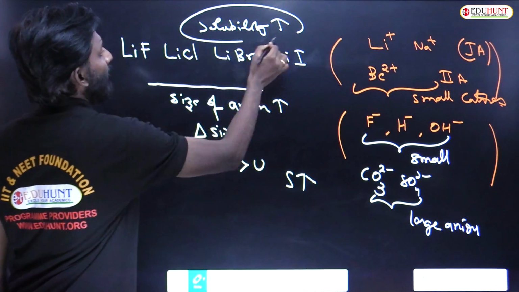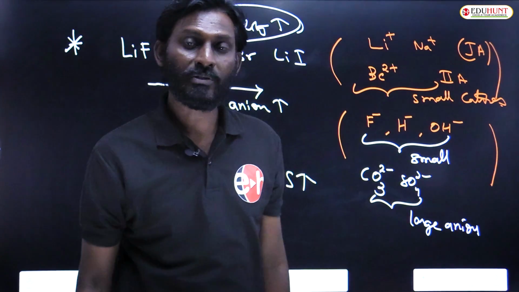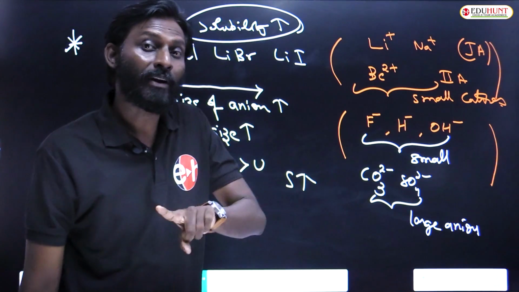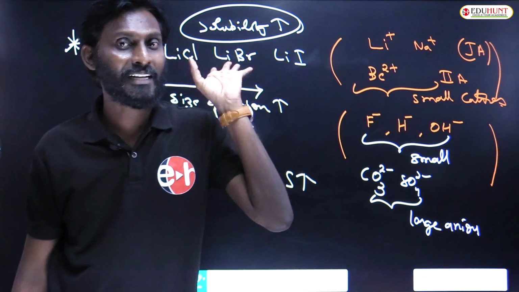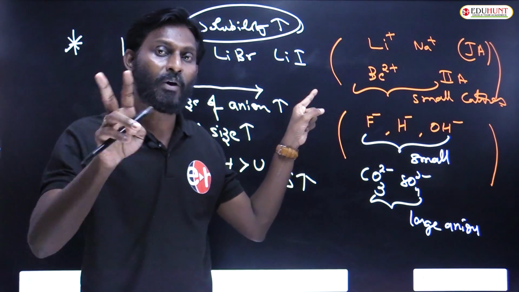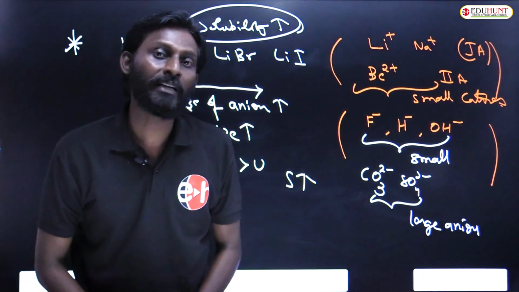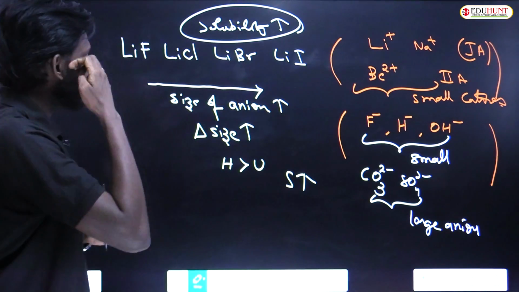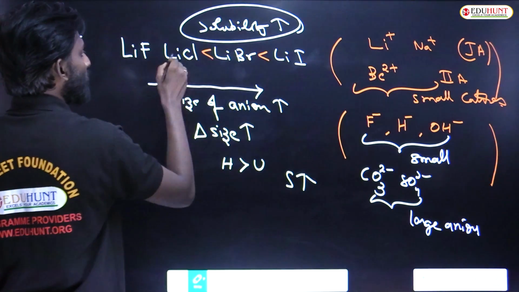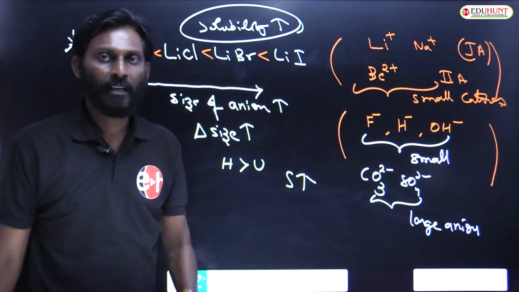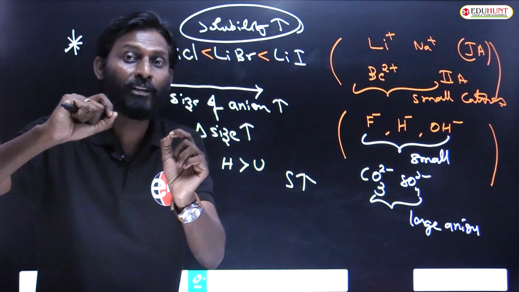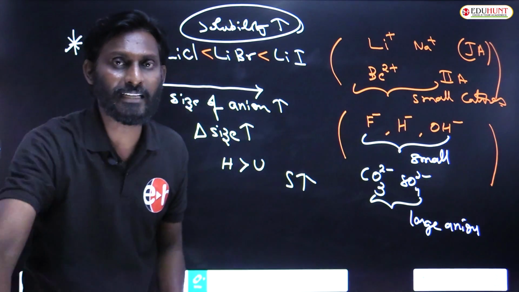And you may get a wrong answer if you try to explain the solubility of these members according to polarizing power or polarizability. If you try to explain the solubility of these compounds depending upon polarizing power or polarizability, you will get a wrong answer. Let's try that also. In this direction, solubility increases. That means lithium iodide is more soluble than bromide. See, in this direction, the cation is kept constant, that means polarizing power is constant. Anion size increases, so polarizability increases.